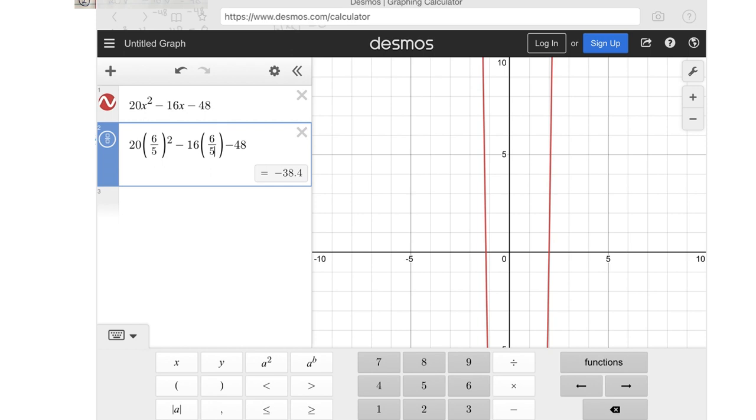Oh, maybe it was minus 6 over 5. I'll put a minus in there. Okay, minus. And this one's a minus. There, now it comes out to 0. I'd forgotten the minus. Okay, so there's two ways you could check your answer. Hopefully that helps you with those two questions.